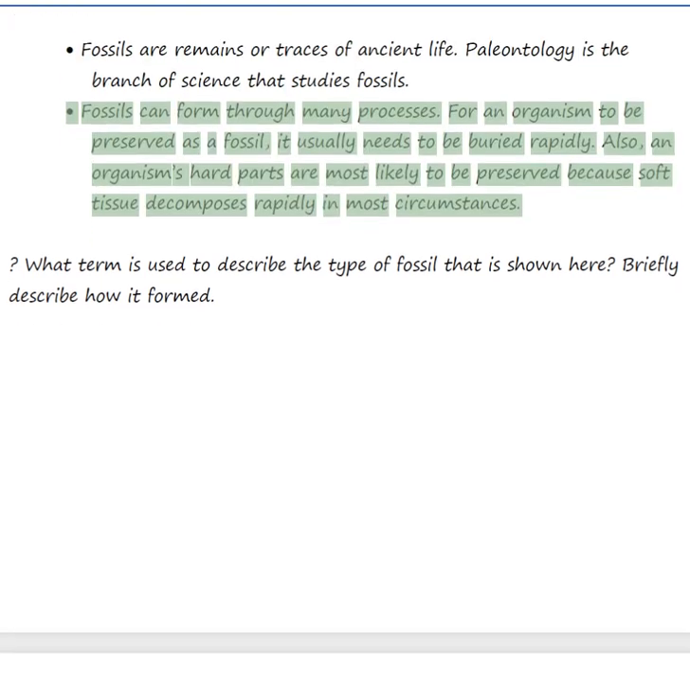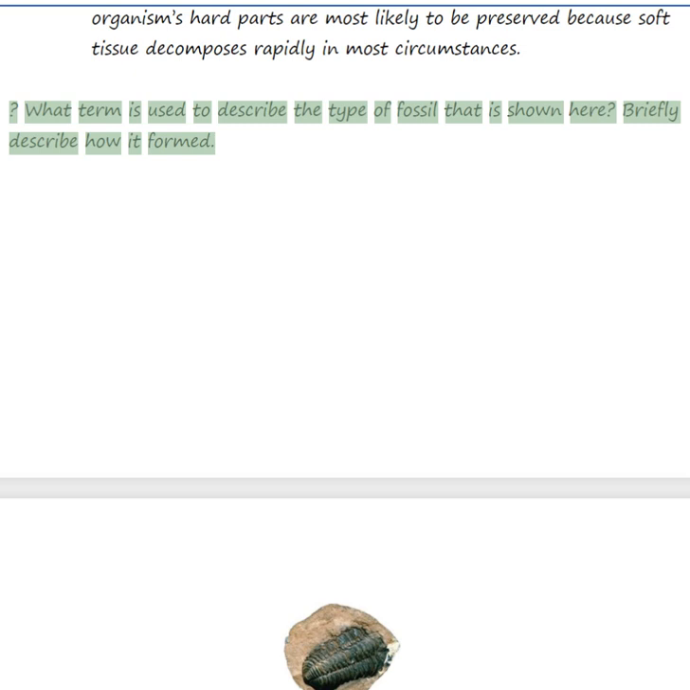Fossils can form through many processes. For an organism to be preserved as a fossil, it usually needs to be buried rapidly. Also, an organism's hard parts are most likely to be preserved because soft tissue decomposes rapidly in most circumstances. What term is used to describe the type of fossil that is shown here? Briefly describe how it formed.